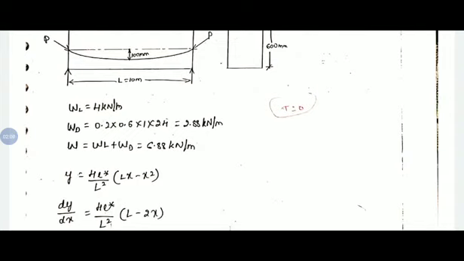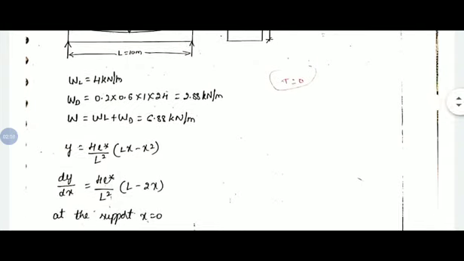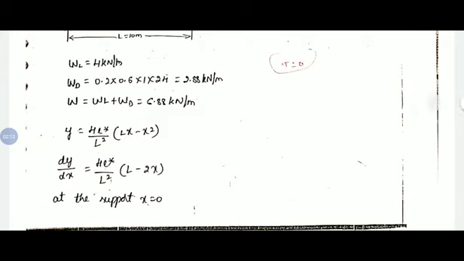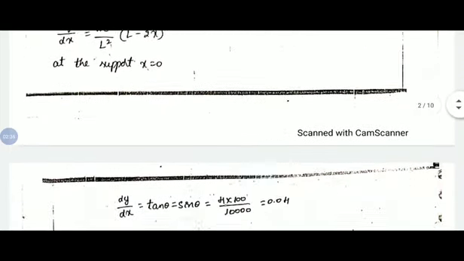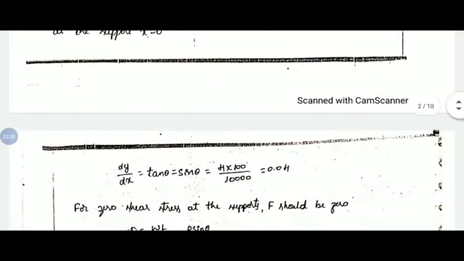Since it is a parabolic cable, we need to find out the slope of the cable. By using the parabolic equation, y equals 4e star by L square into (Lx minus x square). At the support, x will be 0, and the first derivative of the parabolic equation will be the slope of the parabola at the end. So at x equals 0, e star will be the total depth 100, so tan theta or sin theta, the slope of the cable, is 0.04.